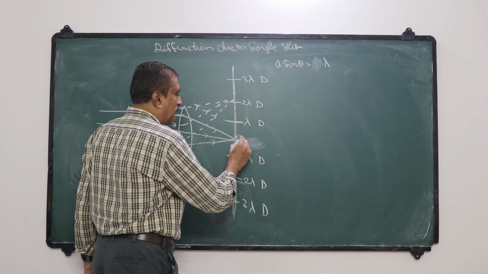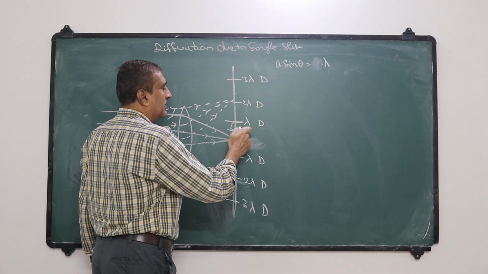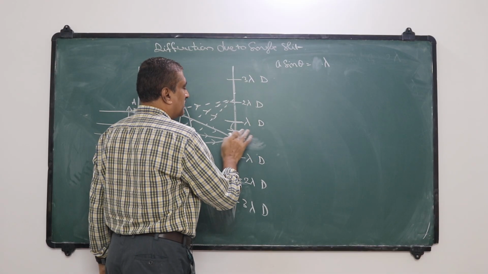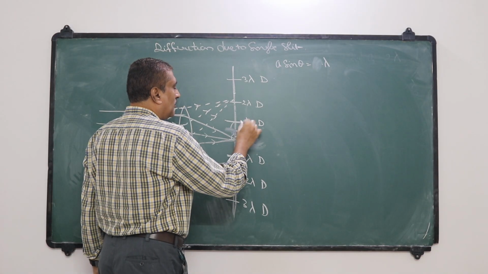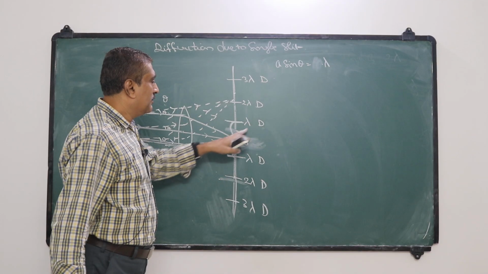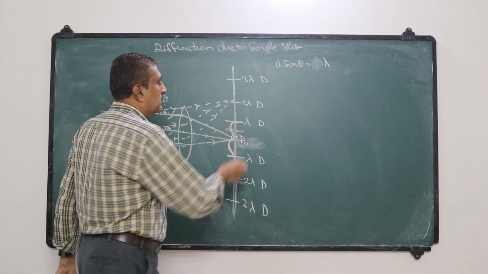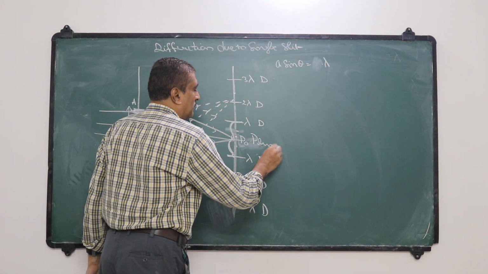Now consider a point midway between P0 and lambda. This is the bright band. From lambda to this lambda, this total distance is bright. That bright band is called the principal maximum.